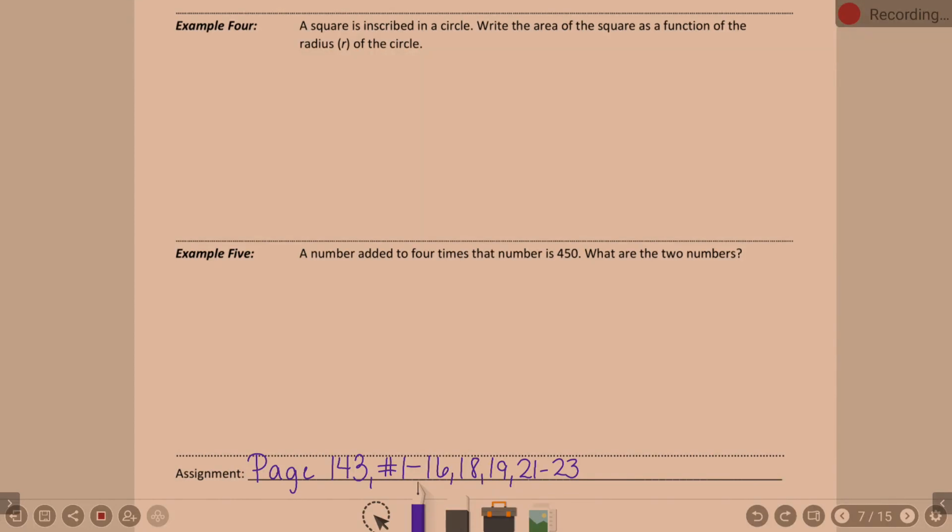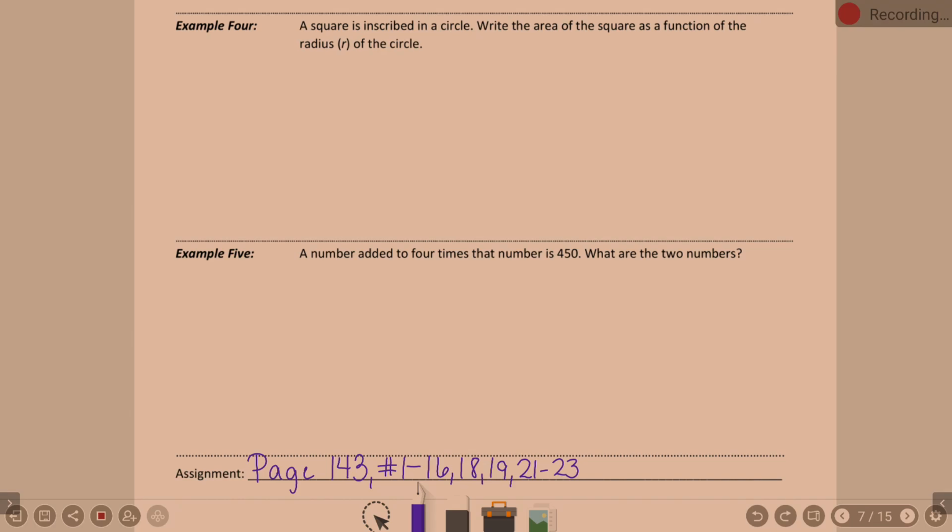Example 4, as we finish up this lesson. A square is inscribed in a circle. Write the area of the square as a function of the radius r of the circle. Okay, so we're still trying to model functions from formulas.